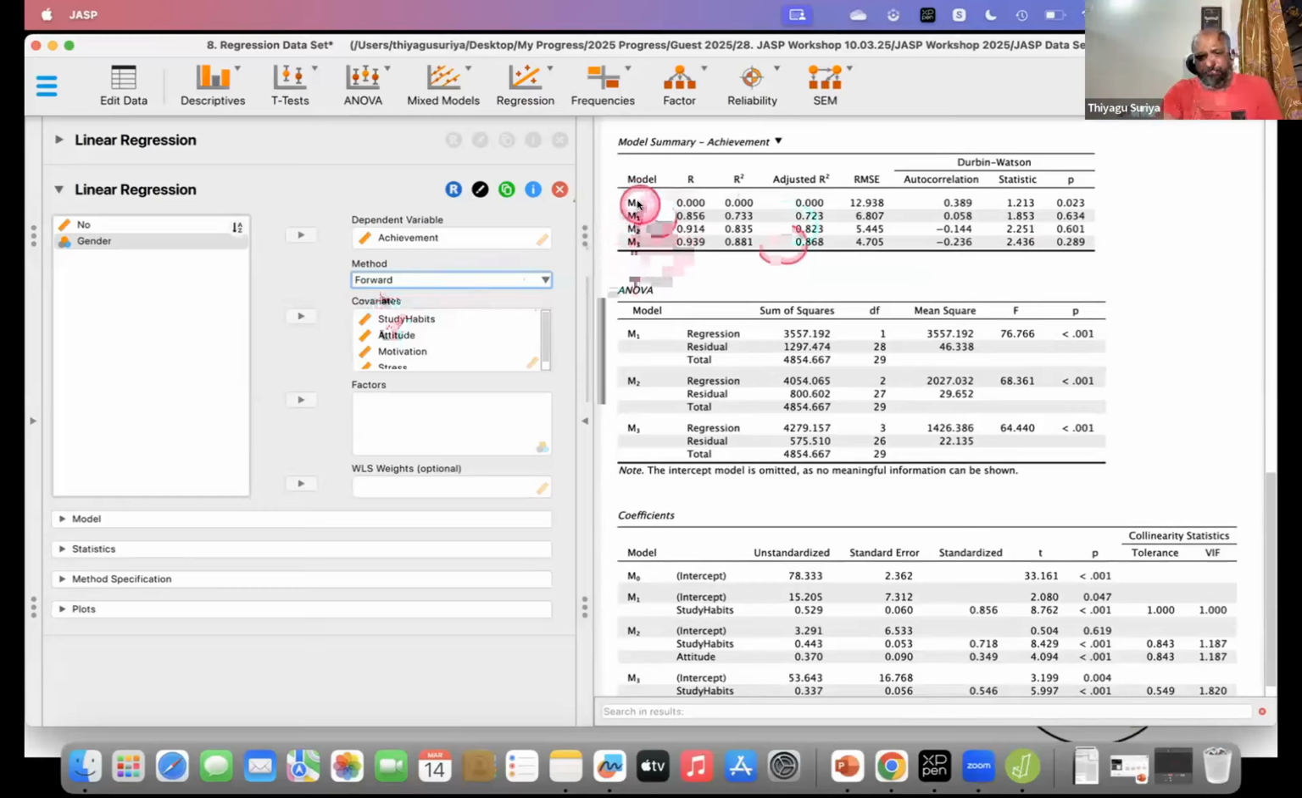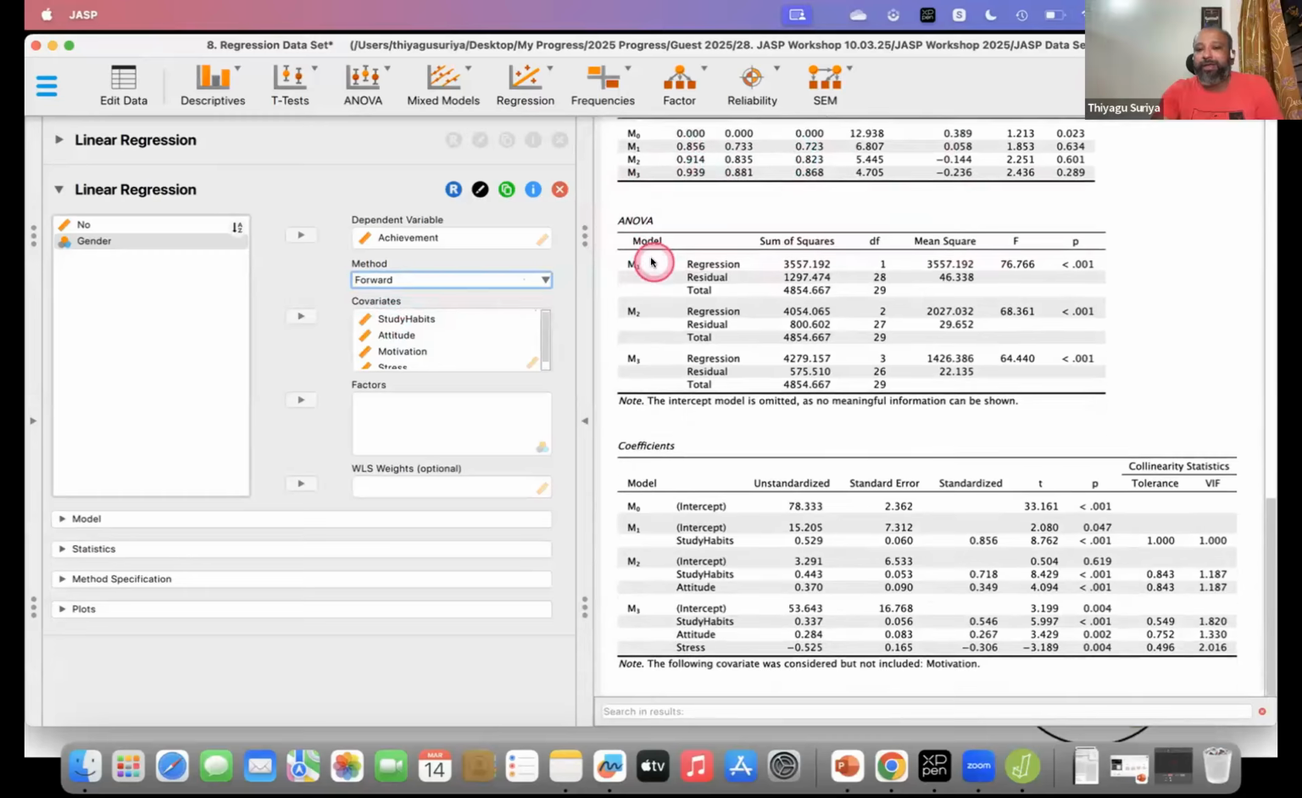M0 means what? 0, null, right? M1 means only 1. M2 means 2. M3 means 3. M4 is not there. Why? Because it may be less. It may not affect.